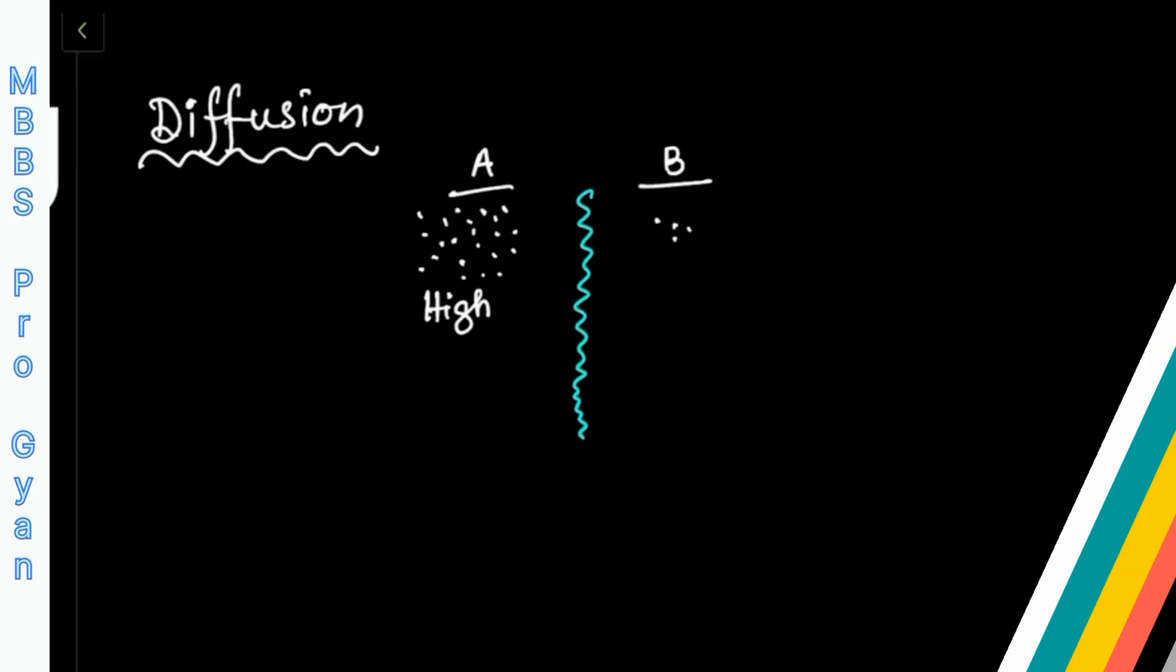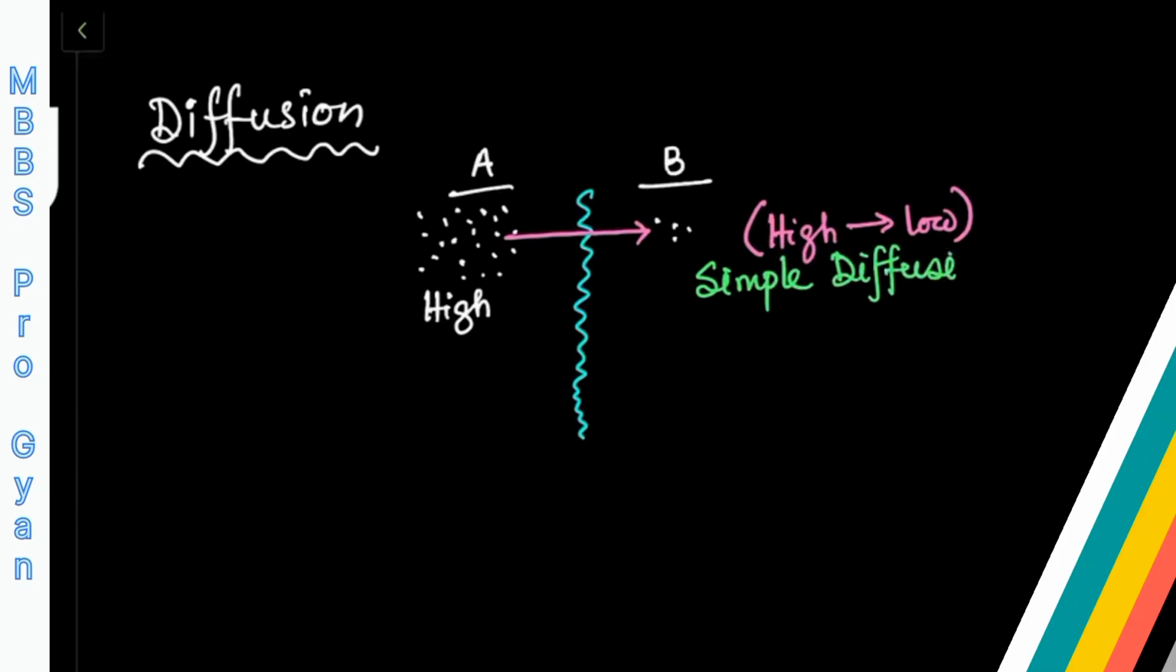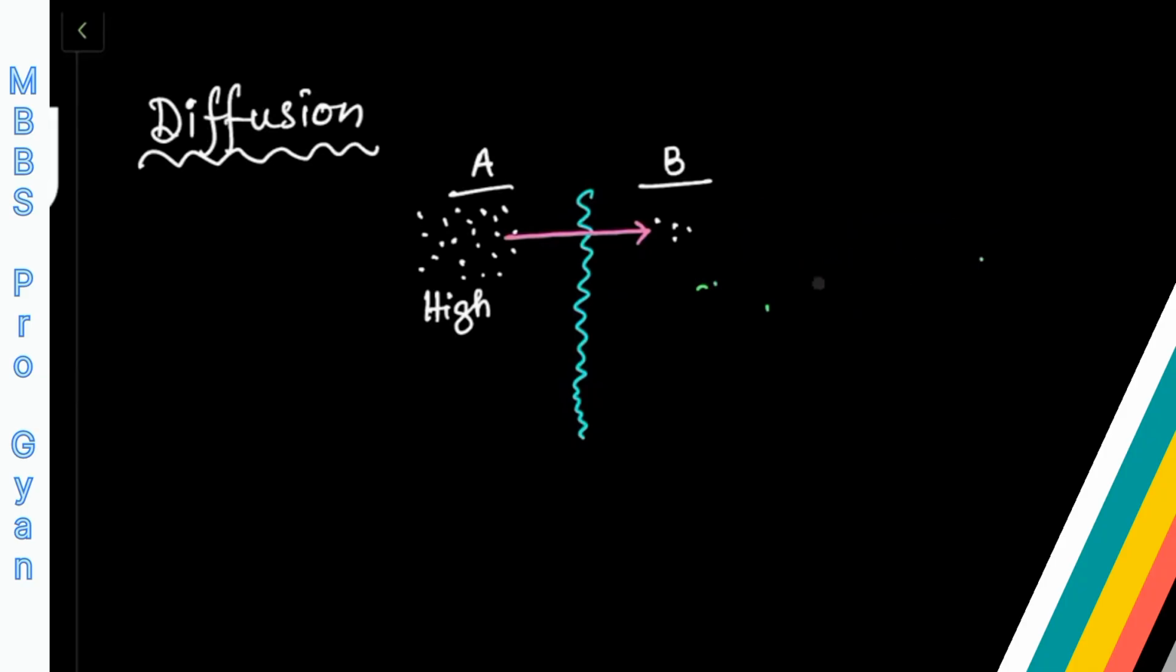It will move from high solute concentration to low solute concentration without the help of energy. Getting my point? High to low concentration transport, that is downhill transport without any energy, is known as simple diffusion.